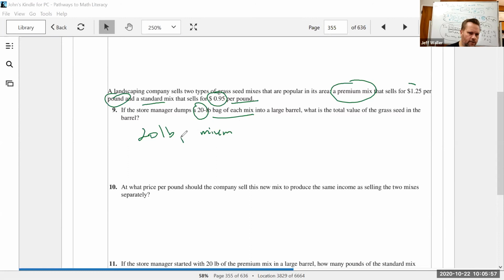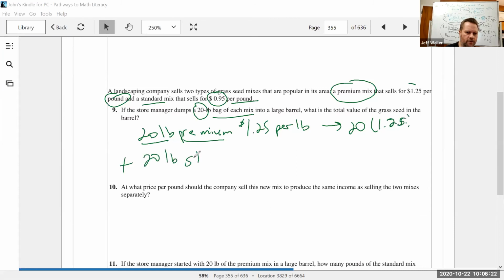The big problem with this problem is people think it's an actual word problem, but no, you know everything. You've got 20 pounds, and you know the premium is worth $1.25 a pound. So you would just do 20 times 1.25, and you're going to add to that 20 pounds of the standard, and you do the same thing. Then you can figure out what the total price would be.